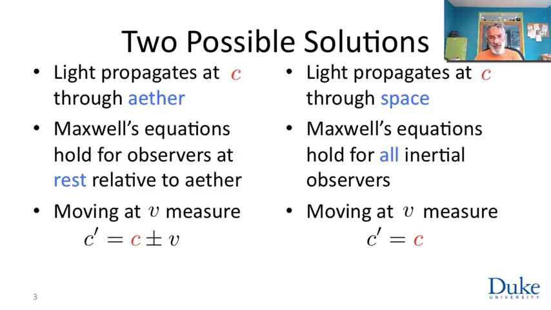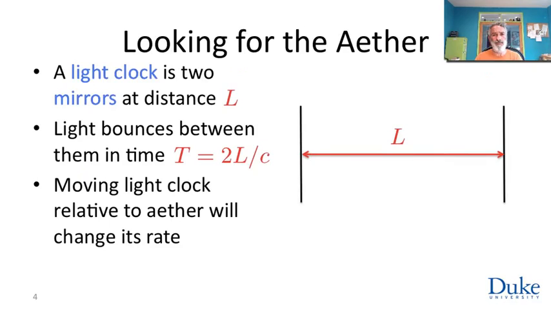Indeed, the initial idea was that Maxwell was right. There is an ether through which light propagates at speed c, and then your task is to measure your velocity relative to the ether, and you can do that by measuring the properties of light. And you do this with the following experimental apparatus. In Einsteinian terms, it's called a light clock, in others, an interferometer.